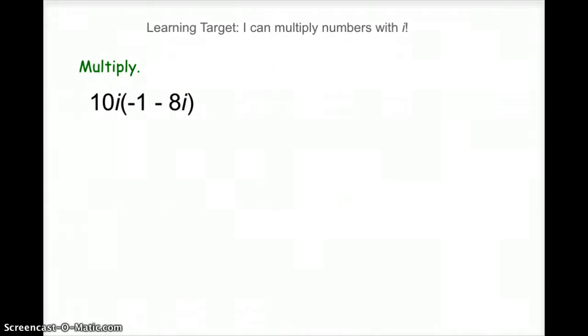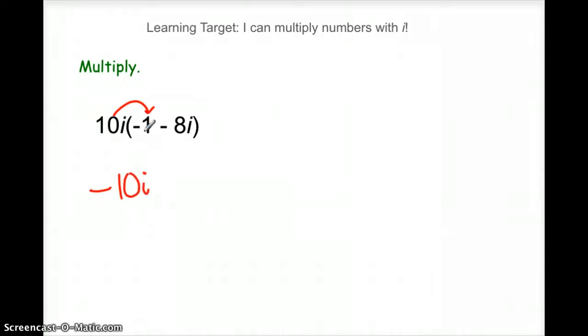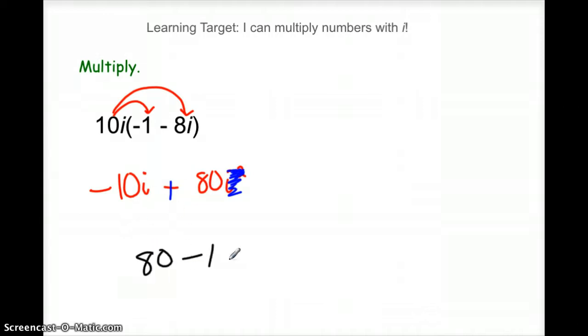All right, maybe we'll look at one more of these, okay? So I can distribute again. This time I'm going to get a -10i because 10 times -1 is -10. And then here I'm going to do 10 times my 8, so I'm going to have minus 80. And I've got 2 i's, so I'm going to have i squared. But never leave i squared in your answer. We know that this is just going to change the sign of 80. But then I've got to flip-flop the order so I'm in standard form. So positive 80 first, minus 10i.